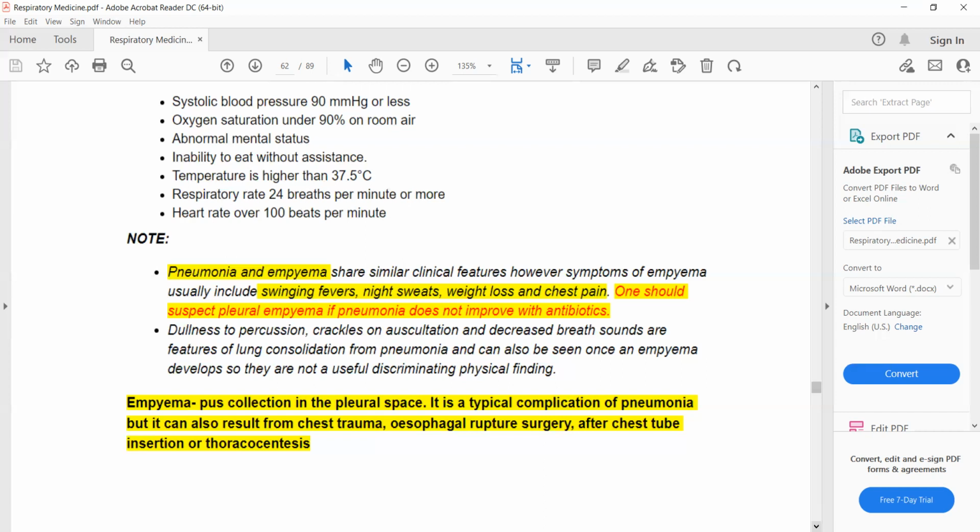If a person with a history of pneumonia has symptoms that are not improving with antibiotics, and he has developed swinging fevers or high grade fever along with night sweats, weight loss, and chest pain, then you should suspect pleural empyema. So the hints for pleural empyema are pneumonia not improving with antibiotics, and the person has developed swinging fevers, night sweats, weight loss, and chest pain.